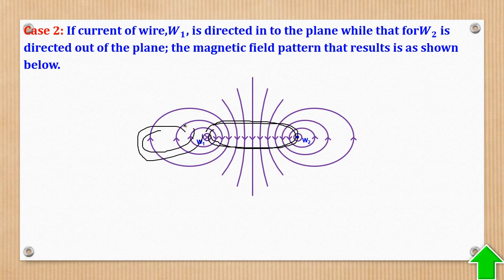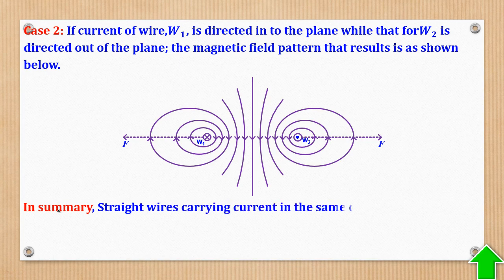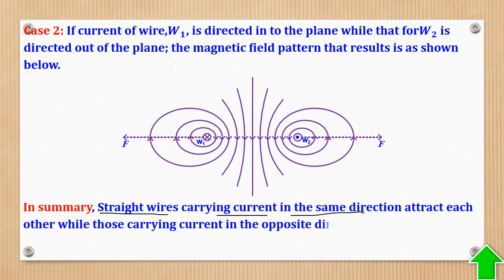What does that mean? It means that because a force acts in the direction from a strong field to a weak field, it should go this side. Here it should also go this side. So what does that mean? It means that each time current is flowing in opposite directions, there should be repulsion. So this is the summary we wanted: straight wires carrying current in the same direction attract each other, while those carrying current in opposite directions repel each other. Same direction attract, opposite direction repel. So you should remember that.